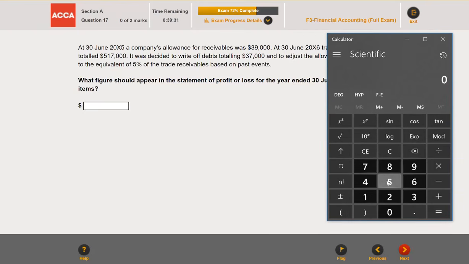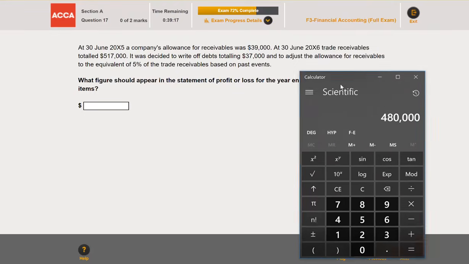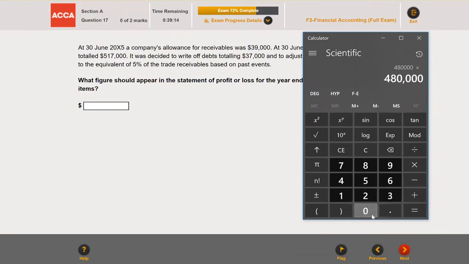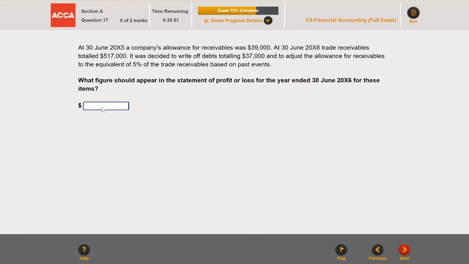So 517,000 minus 37,000 equals 480,000. So 480,000 multiplied by 0.05. This is the closing allowance. And we have an opening allowance of 39,000. So if we minus the opening allowance, that means we have a decrease of 15,000. So the decrease of 15,000 goes as a credit to bad debts or P&L. And plus the bad debts, 37,000, will give us the total expense that will be recorded in P&L.